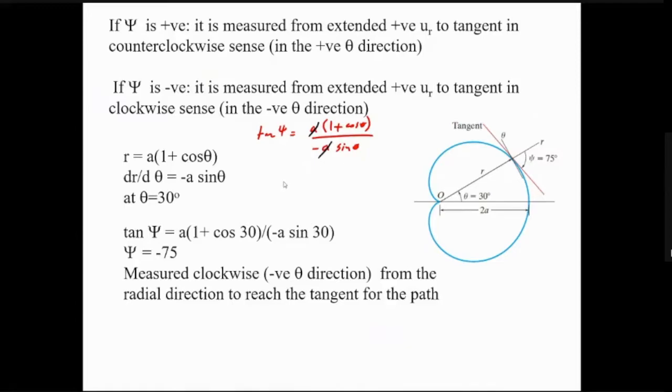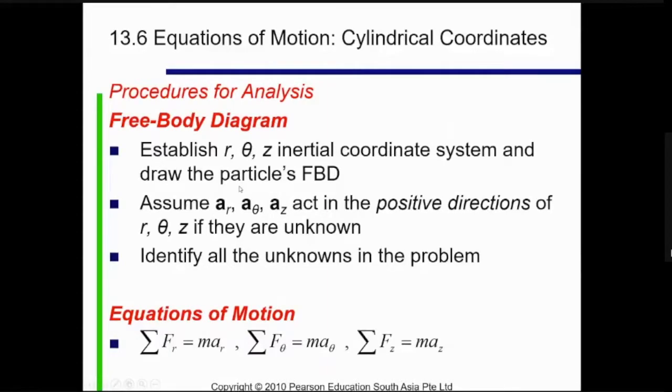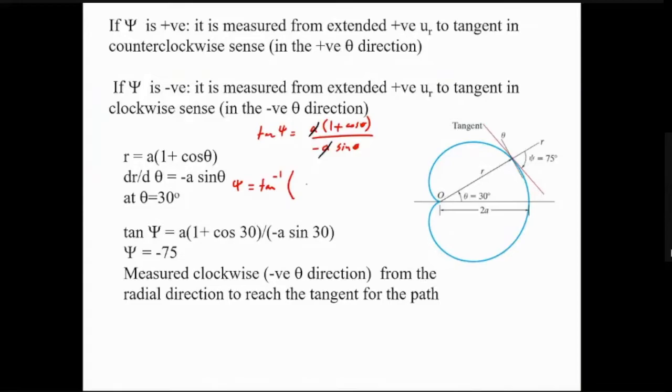So for a given theta, which is 30, psi equals tan inverse of 1 plus cosine of 30 divided by negative sine of 30, and the answer is negative 75 degrees. Please make sure that the calculator is set up in degrees. So the angle here came out negative. Again, we follow the same approach. You extend it, you define the R. You extend it, here it's negative, that means you go clockwise, and that's exactly how we define the tangent. Any questions about this problem?